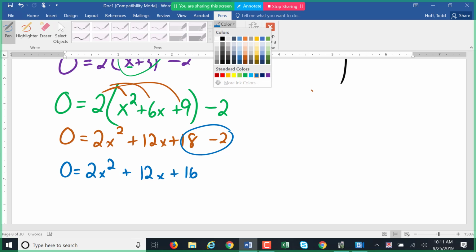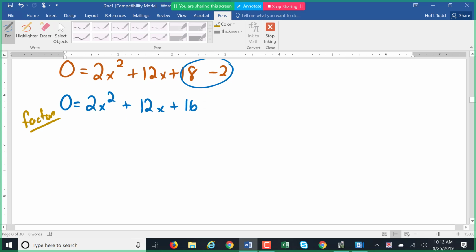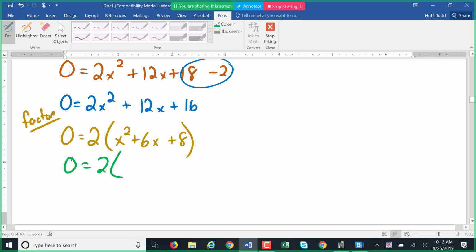To factor this, remember, one of the first things we always look for is a greatest common factor. And there is one in here. The numbers are all even, so we can factor out a 2. That gives us x² + 6x + 8. And now it's much easier to factor in this form. x² + 6x + 8 is (x + 2)(x + 4).